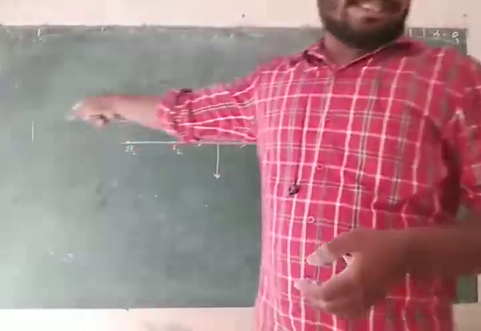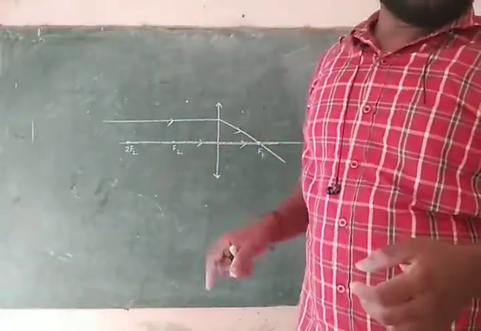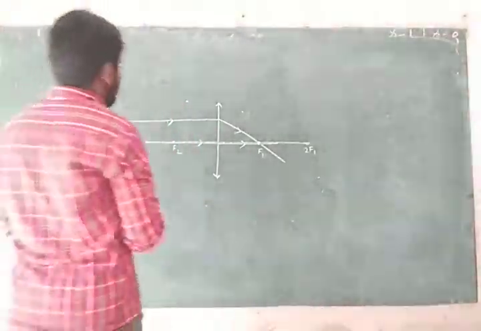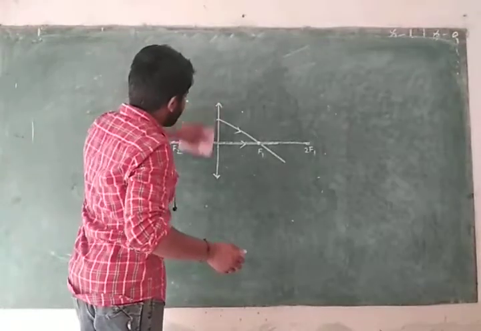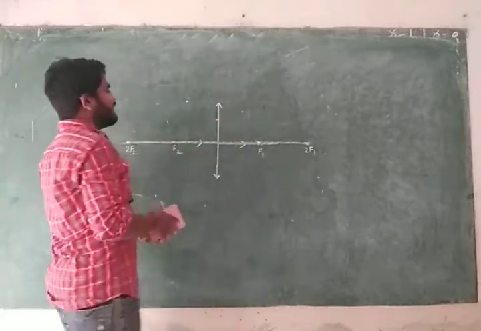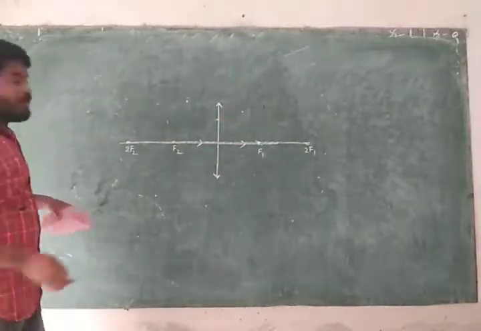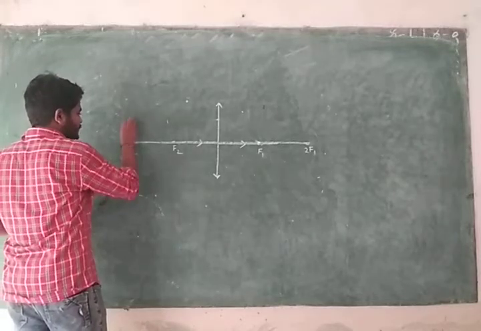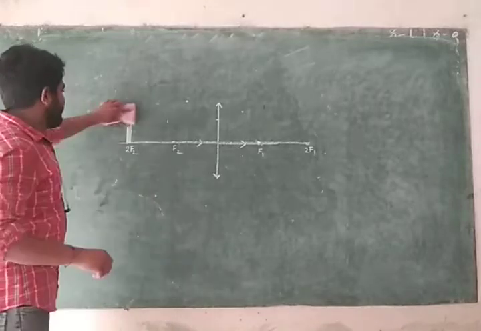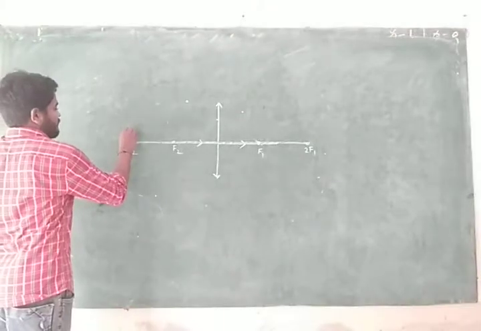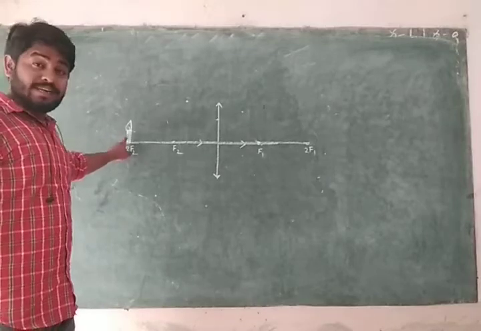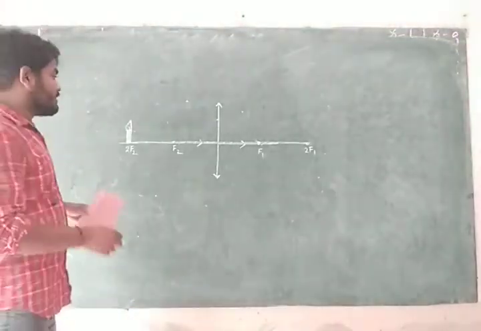Right? So next, in the second case, we will take the object from far and keep it here. This is the first condition, where the object is at infinity. Now this is the object, let us think it is a candy. Now the object is at the center of curvature. Now let us see how the image forms.